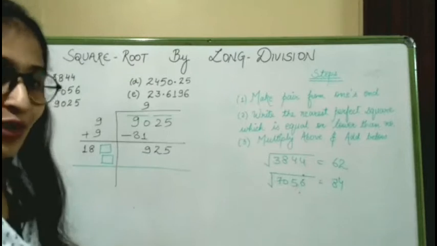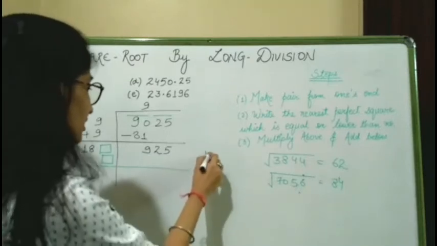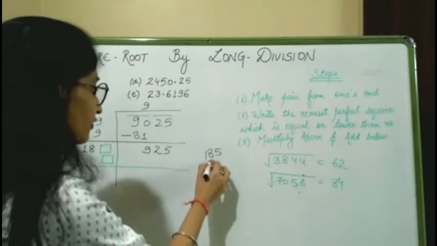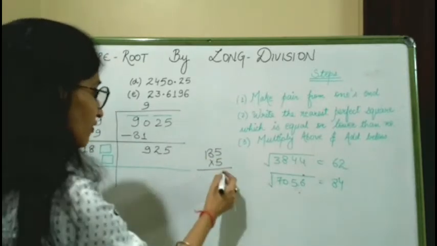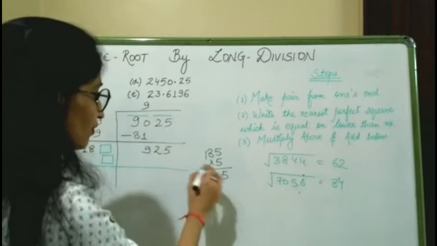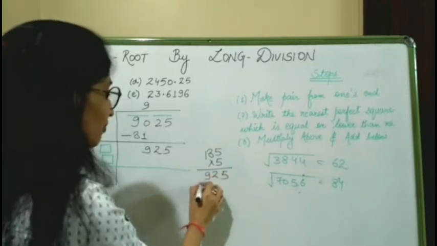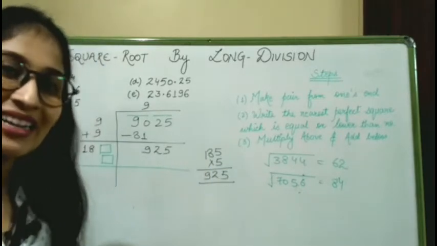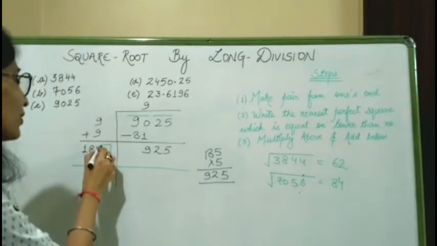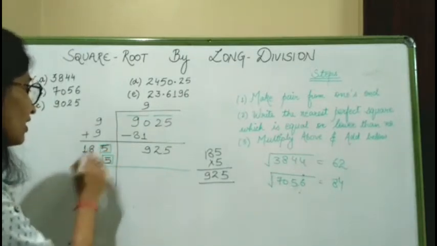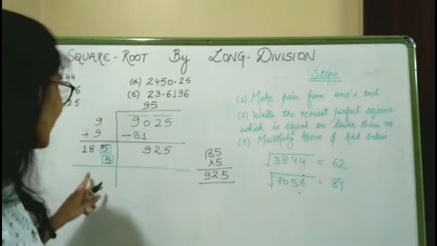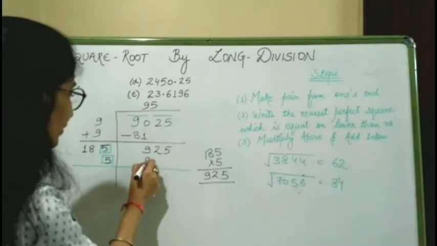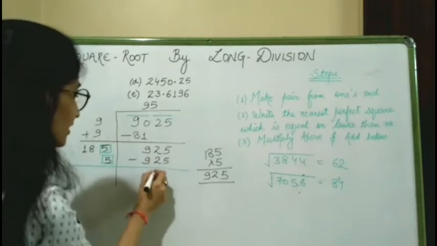Fill the same numbers in the boxes. So I have to write a number after 18. Suppose I am writing 5. So 185 multiplied by 5. 5 5s are 25, and the result is 925. Bingo. I got my answer. So in this box I am going to write 5. At the same time, write 5 at the top.